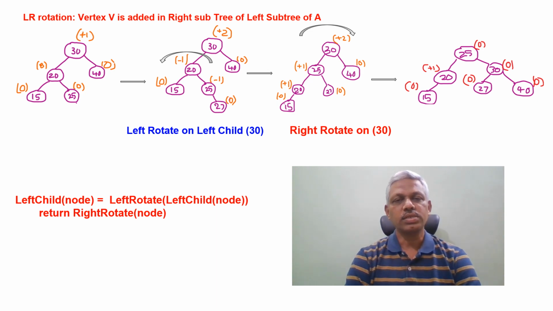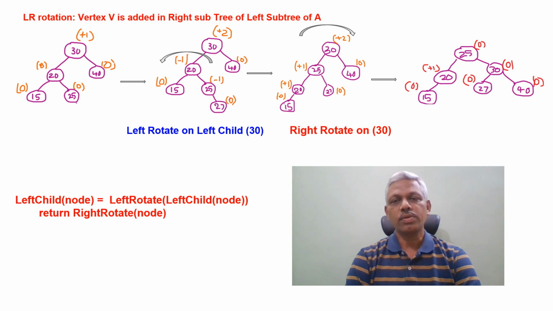So in the first case, if we left rotate on vertex 20, we push 25 upwards, just like in the previous slide. We push 25 upwards and make 20 the left child of 25. So 27 becomes the right child of 25. At this point, 30 and 40 are undisturbed. But still the balance is not achieved, and 30 still has an imbalance of +2.